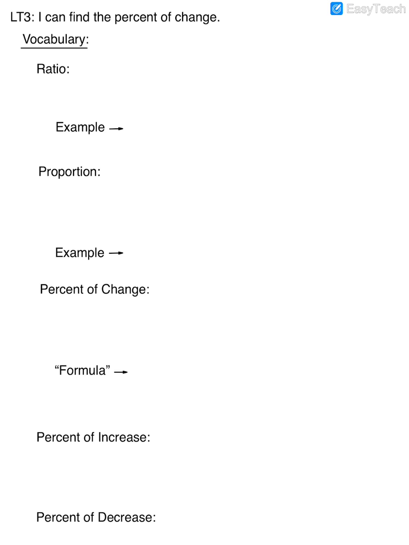Today's lesson, we'll be talking about learning target 3, which states that I can find the percent of change. Okay, so there's some vocabulary that we have to lay out first, and a little review as well before we start getting into percent of change. So the first word here is ratio. Now for ratio, this is just a comparison between two quantities.